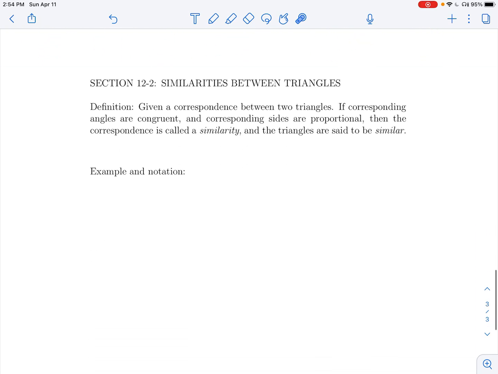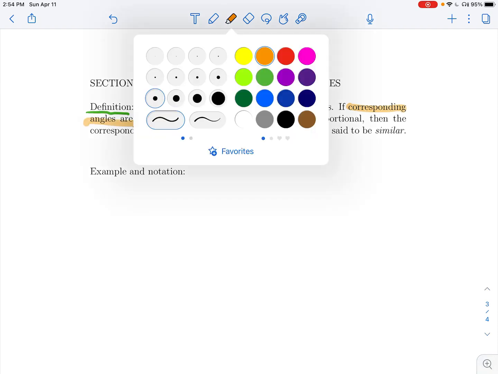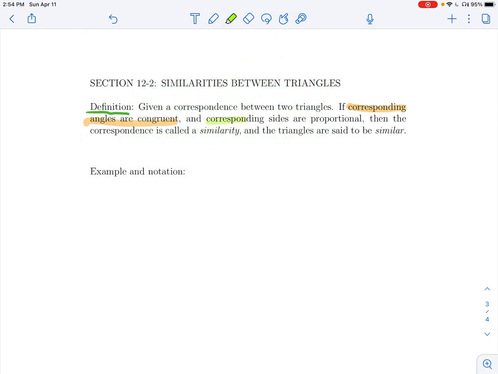All right, now section 12.2 is about similarities between triangles. So I'm going to give you the definition, not of all similarity, but of similarities for triangles. So given a correspondence between two triangles, if corresponding angles are congruent, so that's part of our definition, and corresponding sides are in proportion, then we call that relation similarity and the triangles are similar.